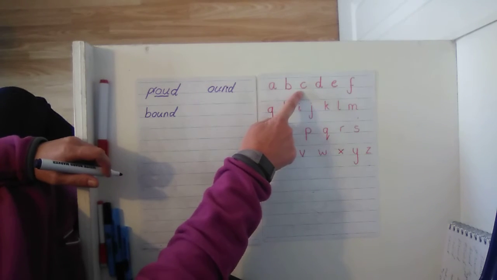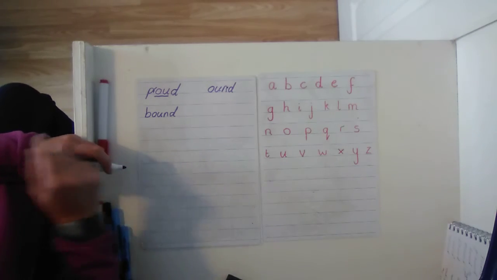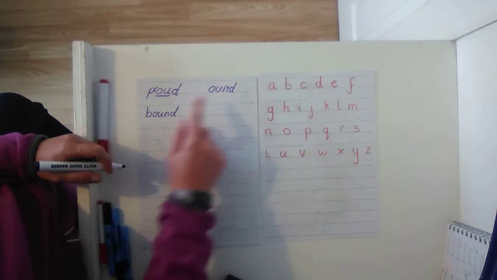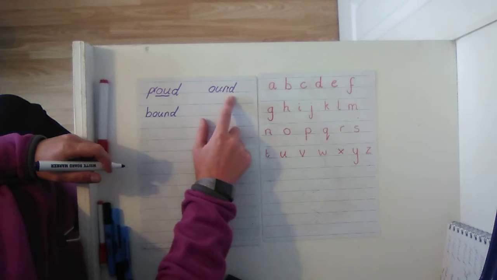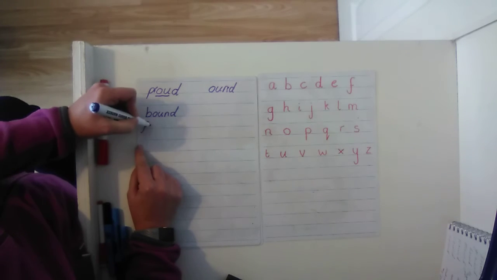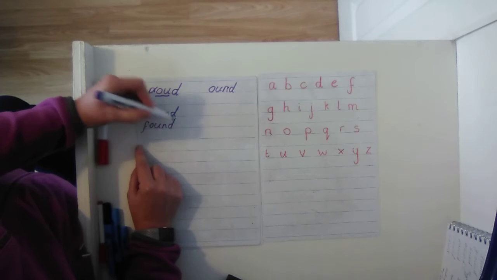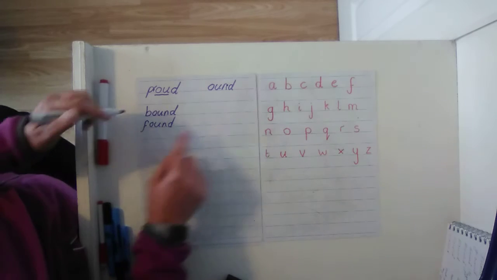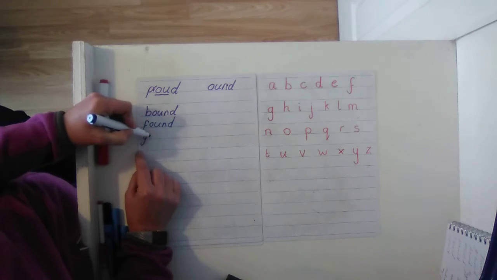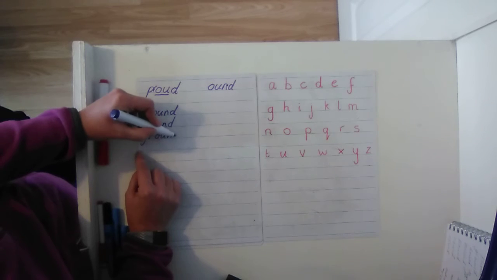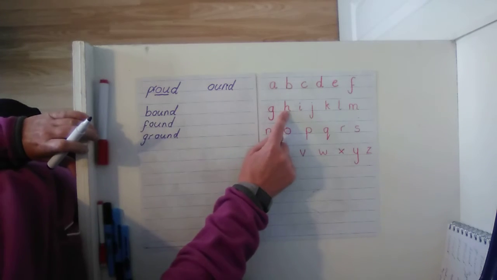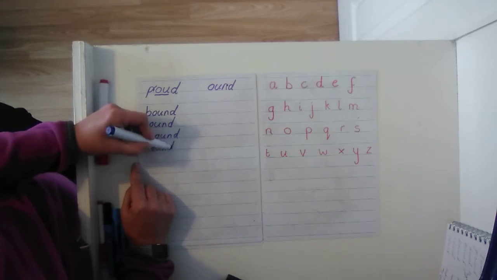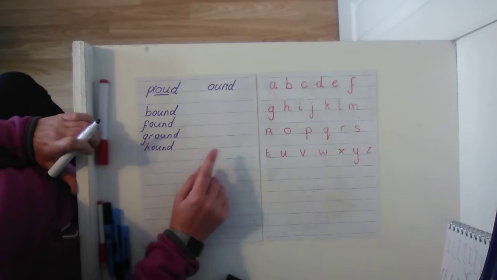Okay. So the next letter would be C. So you'd say k-ound. Doesn't sound right, does it? D-ound. E-ound. F-ound. Oh, found. There's another word we can use. Found. G-ound. Not g-ound, but we could put g-ound, couldn't we? Ground. H-ound. Now a hound is another word that we can give to a dog. We can call dogs a hound.